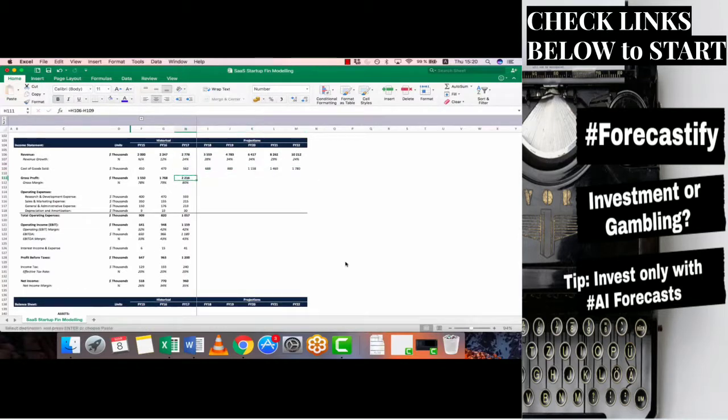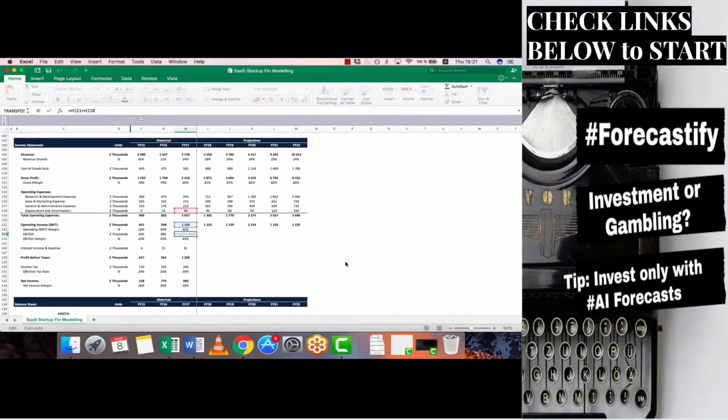Gross profit, gross margin, copying it again. It should be working. Very good. Then operating expenses linked directly, so we can copy it very well. Total expenses, total operating expenses. Alright, so our operating income, copying it.